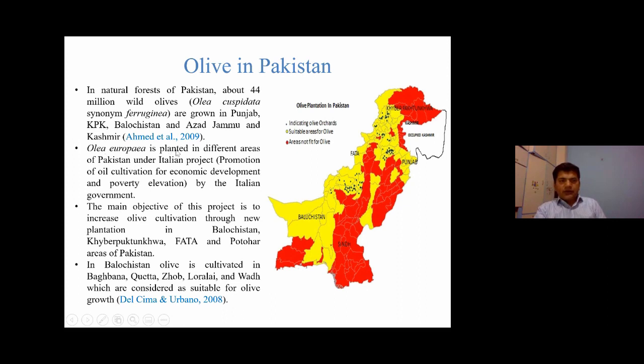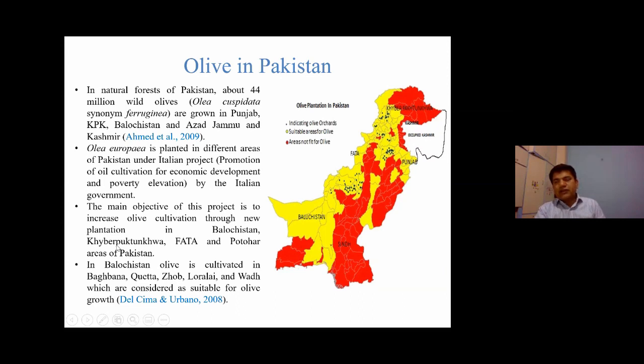This olive oil is planted in different areas of Pakistan under the Italian project, promotion of olive cultivation for economic development and poverty alleviation by the Italian government. The main objective of the Italian project was to increase olive cultivation through new plantation in Balochistan province, where I belong, and another province in Pakistan.